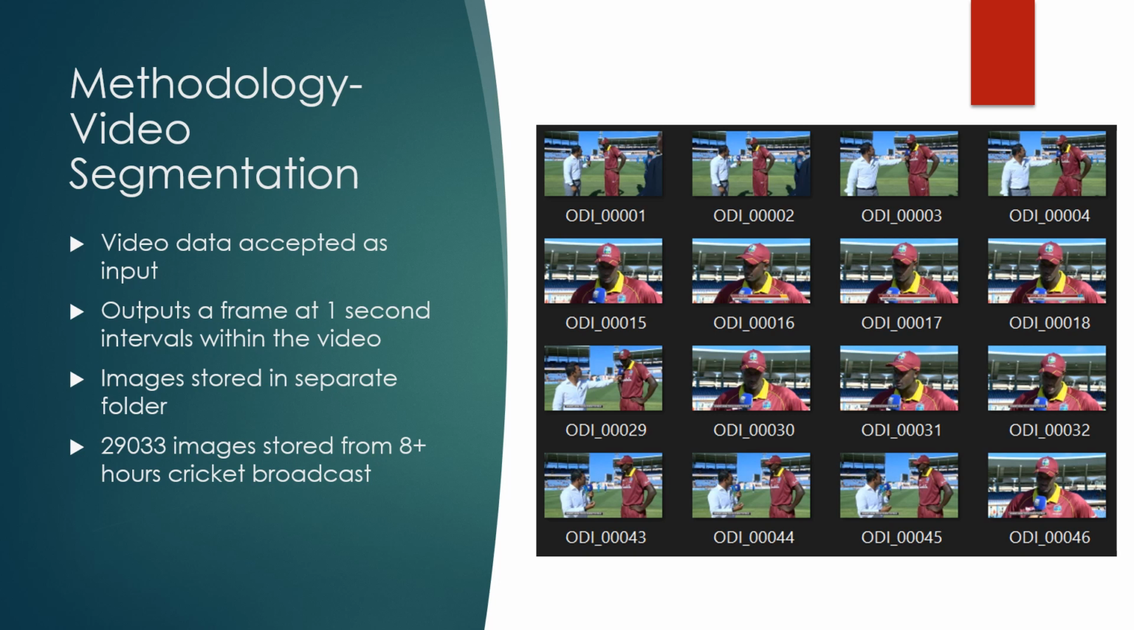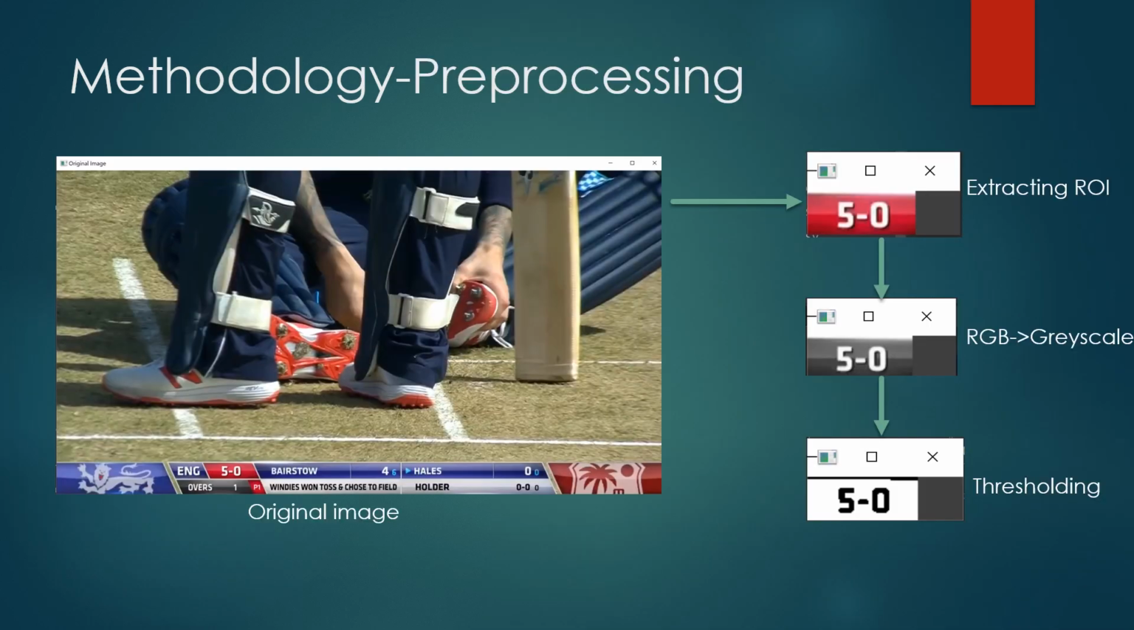The input video is an ODI broadcast consisting of over 8 hours of video data. Therefore, we obtained a total of 29,033 images, some of which can be seen here. Here we can see the original image going through the stages of pre-processing mentioned previously.